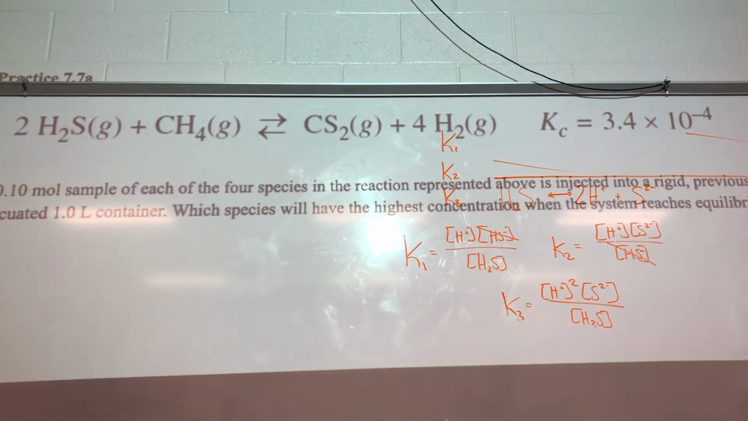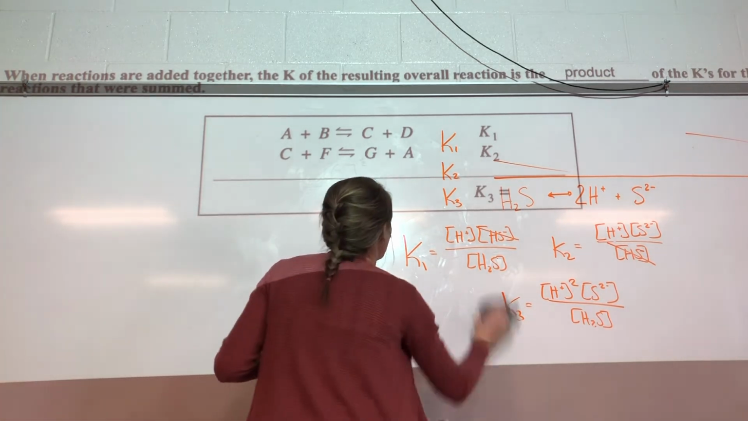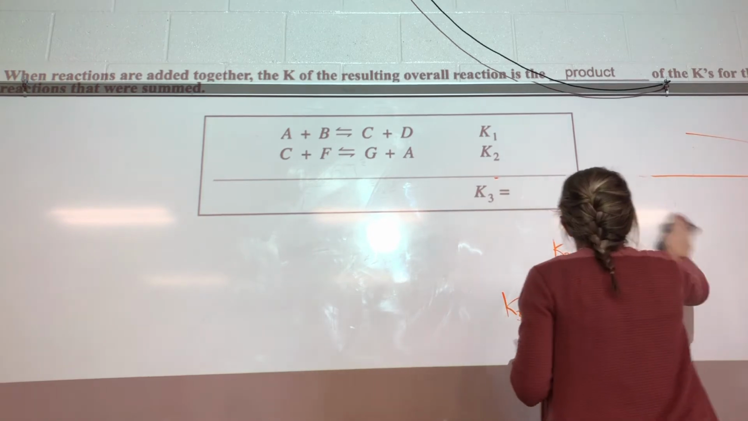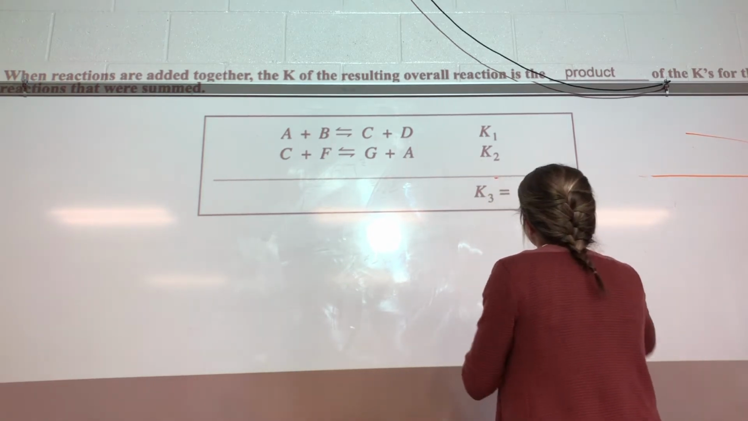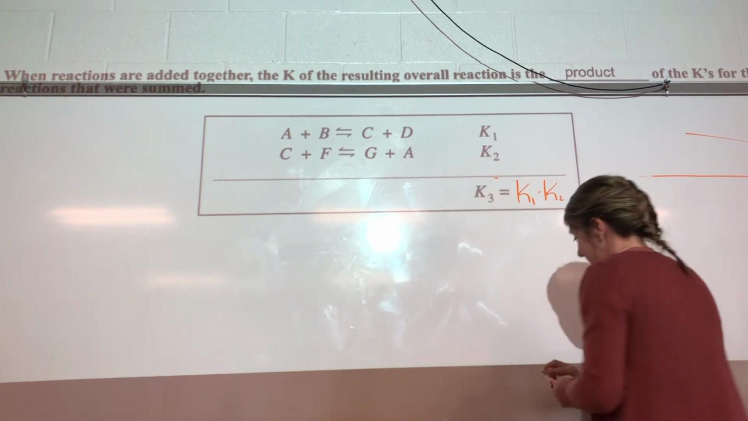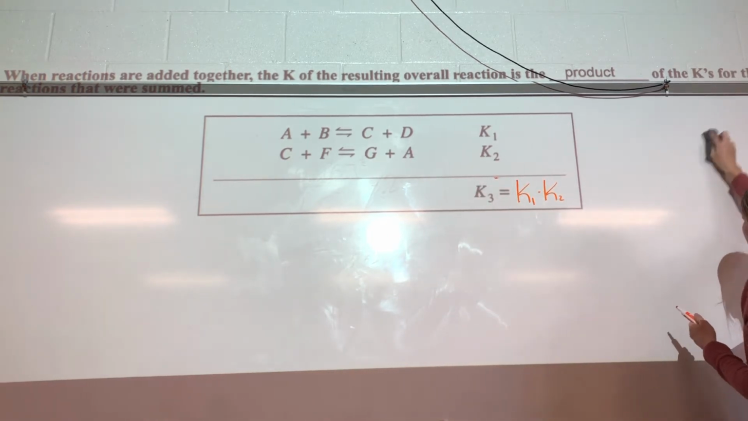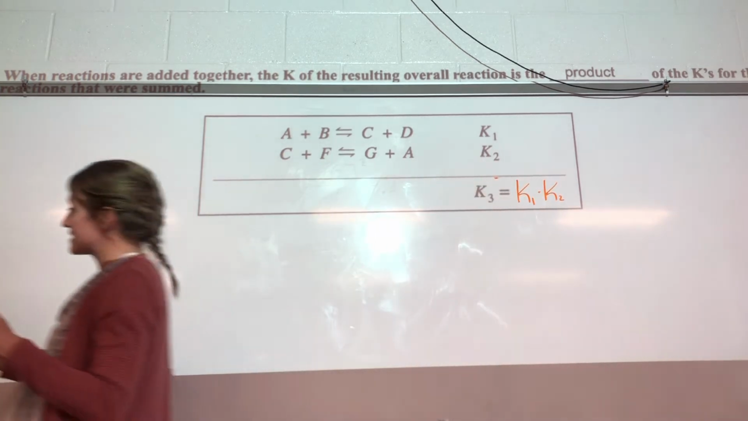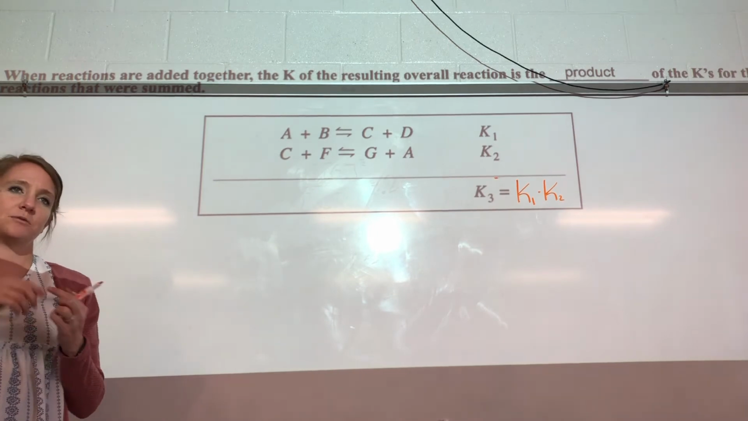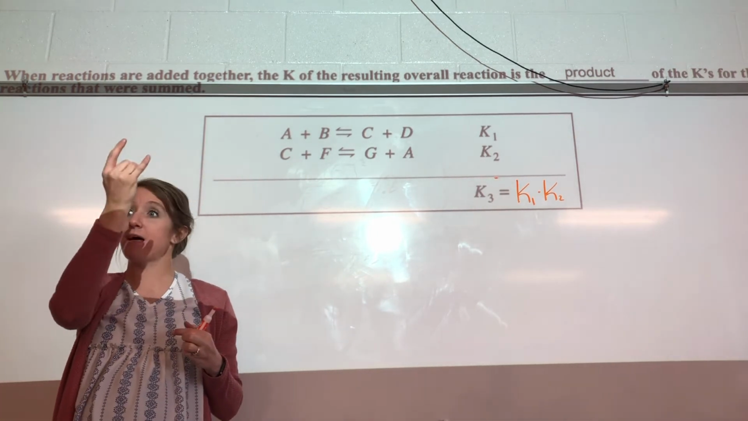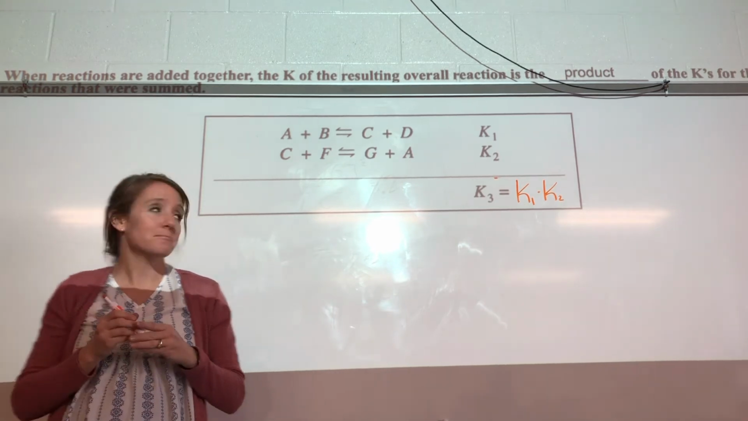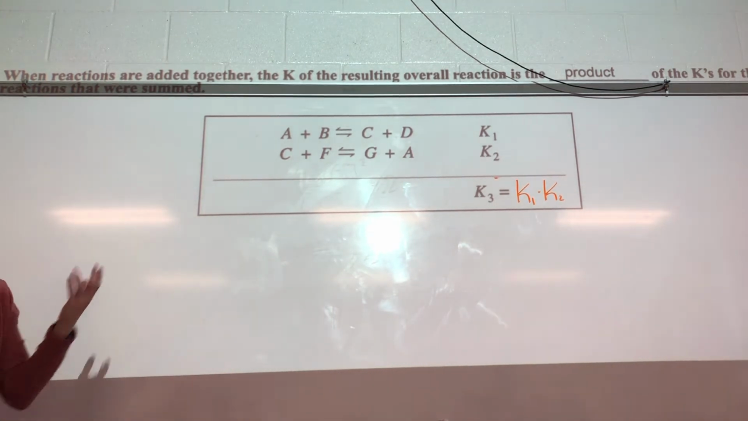So here's my generic example. K3 just equals K1 times K2. And that's what your quiz 7.6, the one quiz we have for today, is practicing: all these manipulations. It will give you one, and then it will say, if I flip it, what will happen to the K value? Or if I double it, stuff like that.